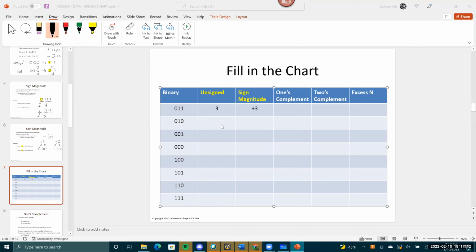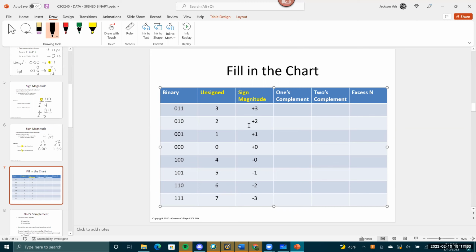Okay, so let's do this together. All right, so if it's 0, 1, 0, if it's unsigned, we would have the value 2. This would be 1. This would be 0. This would be 4, 5, 6, and 7. So the first column should be a review from our last class. Now it's sign magnitude, and we're going to see that this is positive 2. This is positive 1. This is now positive 0. This would be negative 0. This would be negative 1. This is negative 2. And this is negative 3.